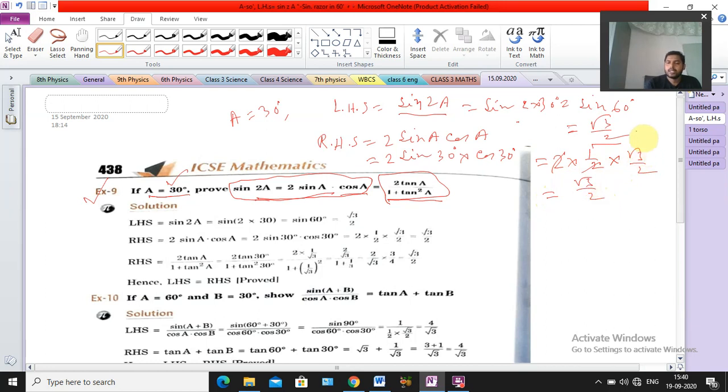So the LHS we are getting root 3 by 2, and the RHS also root 3 by 2. Clear or not? That means we can say LHS equals RHS. So we can say sin 2A equals 2 sin A cos A. Understood? Clear?